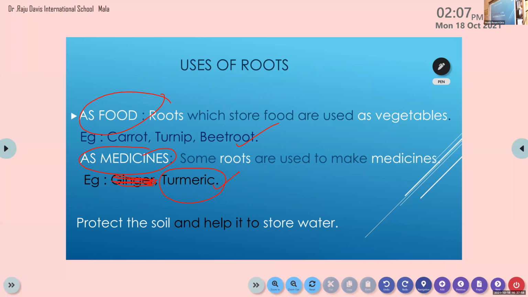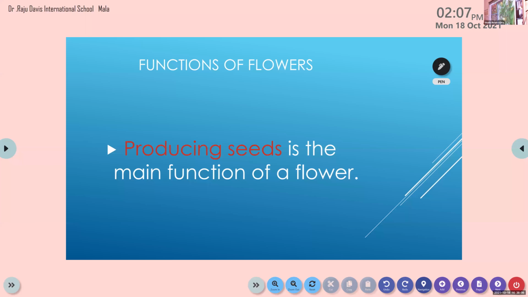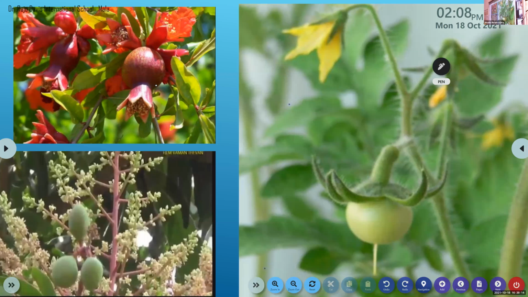Function of flowers. Okay, so before that, let me show you another picture. Can you see this picture, children? Yes. Okay, so here in the first picture, what is the name of this fruit? Pomegranate, isn't it? Pomegranate.